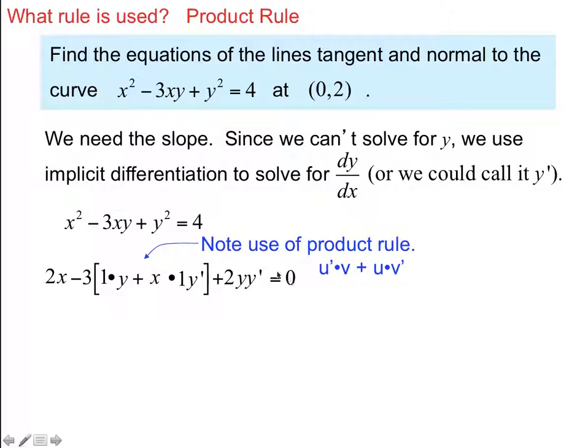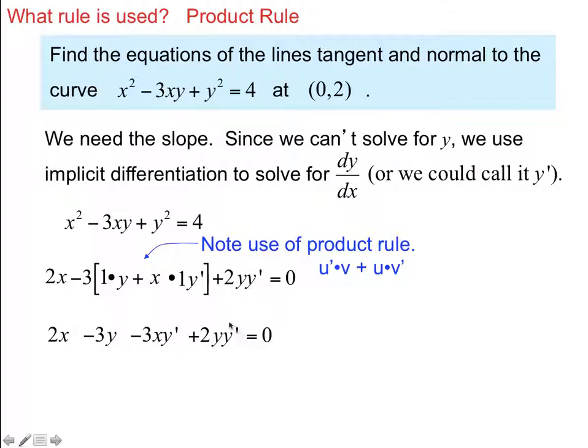So I've done the implicit differentiation here, and now I just need to collect my y prime terms. Notice I have y in 2 locations, so I have y prime in 2 locations. I just have to collect these y prime terms. So now after this, it's all algebraic. So I'm going to distribute the minus 3 here. So I've got 2x minus 3y minus 3xy prime, excuse me. And then I've got this term plus 2y y prime equals 0.